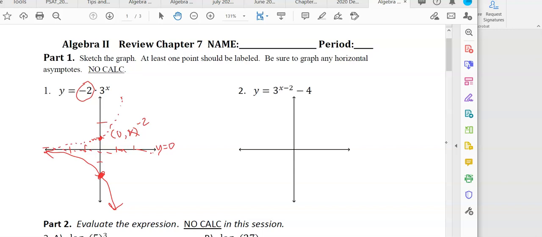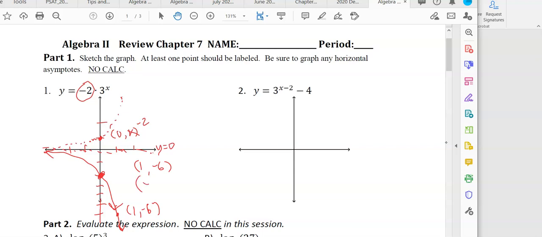If you want to show off, then you want to get an extra point on this. Maybe plug in, let's try to plug in 1 and see what happens. If you plugged in 1, you would get -2 times 3 to the first, which is -6. You get (1, -6). You'd have to have the tick marks here: 1, 2, 3, 4, 5, 6. So you have to go through this point at (1, -6), and you'd have to have the graph actually go through that point.